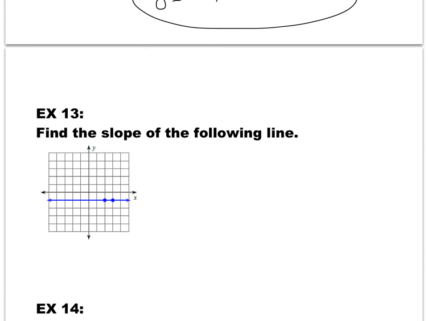So in this example, again, I'm going to do exactly the same thing. The points have already been picked for me. I'm going to label the first point A, and the next one B. Then the coordinates of point A, as you can see from the graph, are 2 and -1. And point B is 3 and -1.